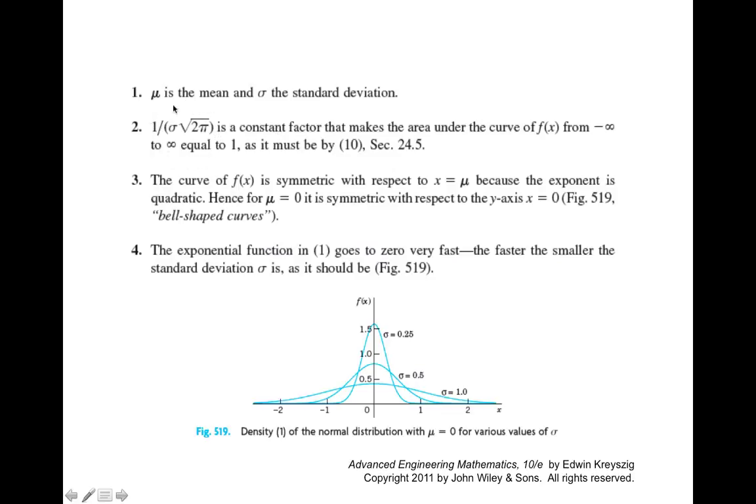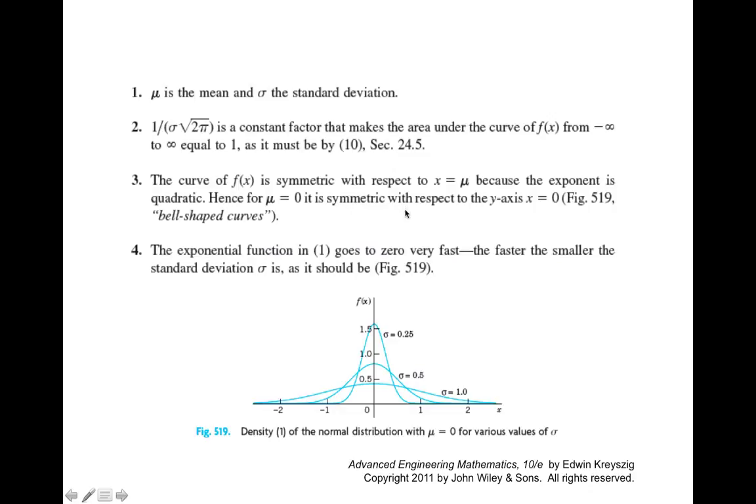This constant factor that appeared at the beginning of the distribution function is there to normalize the distribution function so that when you integrate the area under the curve from minus infinity to infinity, it's equal to 1. That's required, basically, that if an event occurs, and this is its probability density distribution function, when you integrate this, it's got to be 1 to say that somewhere under this curve the event occurred. The curve is symmetric with respect to x equals mu, the mean, because the exponent's quadratic.